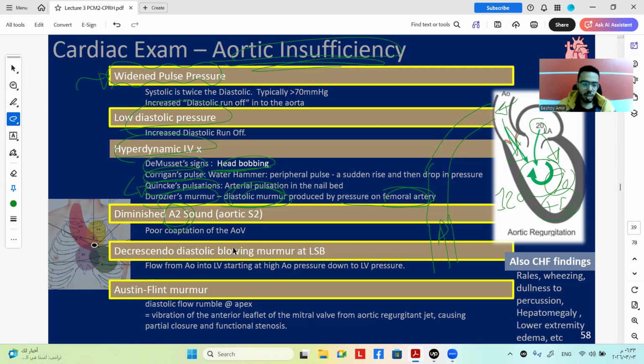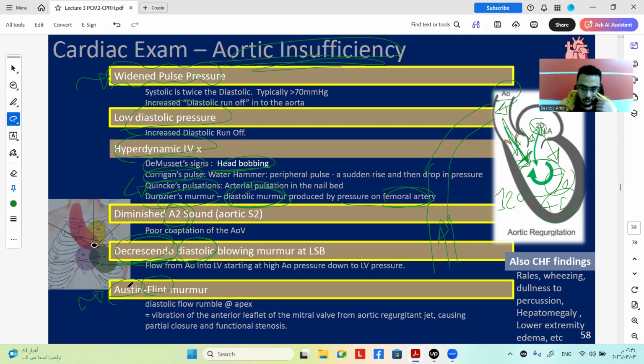Great. And the name of the murmur, you should know, is diastolic and it's called decrescendo. Decrescendo is like a decreasing murmur. When systole ends and diastole begins, there is very high pressure in the aorta, so at first there is a very high flow of regurgitation. Then it decreases a little. So it's loudest at first, as the pressures equalize it becomes quieter, so it's decrescendo. That makes sense.